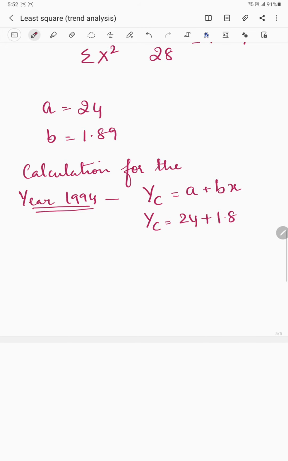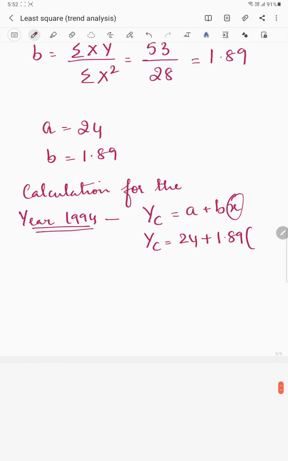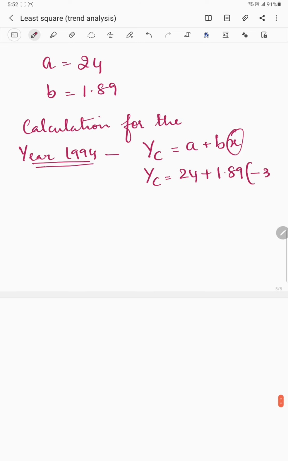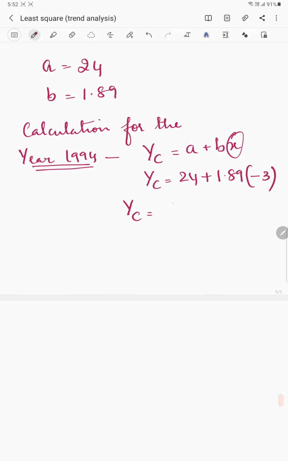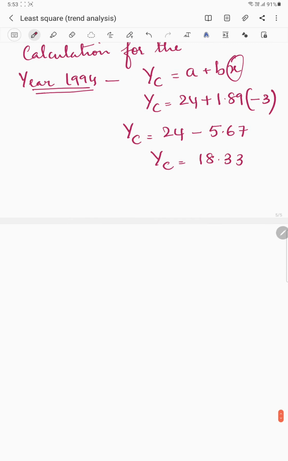Plus 1.89 into, for 1994, what is the x value? 1994 x value is minus 3. Okay, so minus 3 goes here. So yc is equal to 24 plus into minus, minus 5.67. So yc is equal to 18.33. Okay, so just write that value.